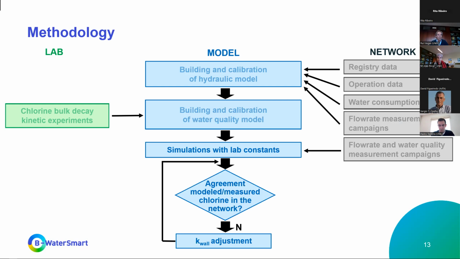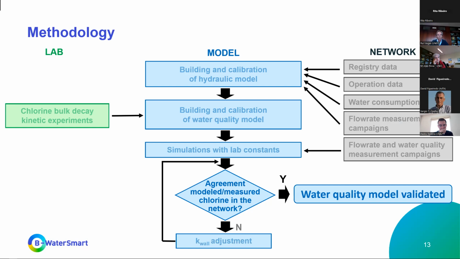Then we check if the results of the modeled chlorine decay and the measured coincide, and we do this process iteratively. We adjust the wall decay until the results of the model and the measured chlorine in the network are the same. So then we have the water quality model validated.